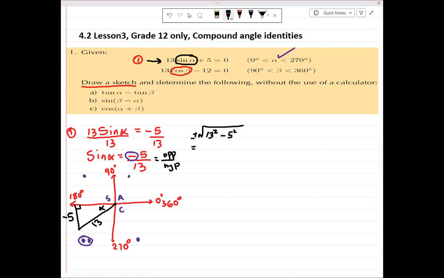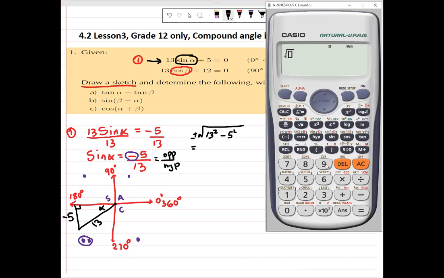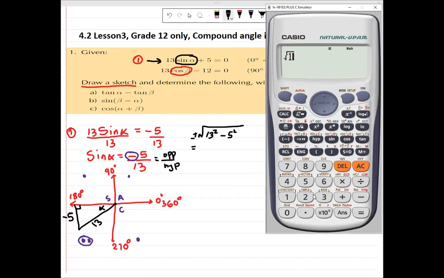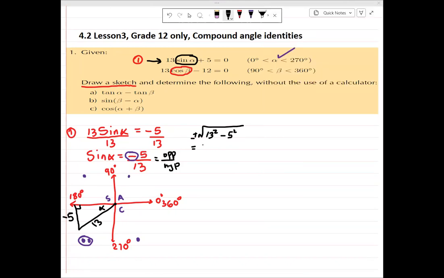And then let's check that on a calculator. Square root of 13 squared minus 5 squared, which should give us 12, okay? So this part here is plus minus 12. So either we're going to put plus or minus 12, right?